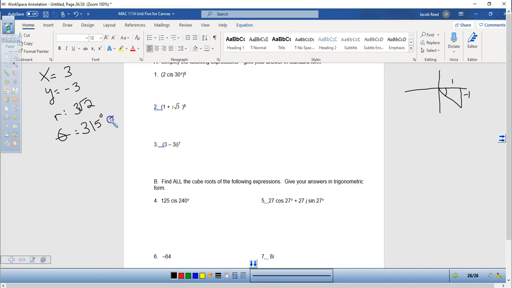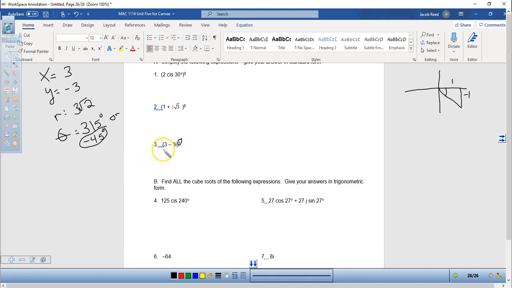Or we could technically say it's negative 45 degrees. Either one of these would come out the same because those are the same angle, one going counterclockwise, the other going clockwise. And in this case, I'm going to use the negative 45, since I see I'm going to have to multiply it by 7.